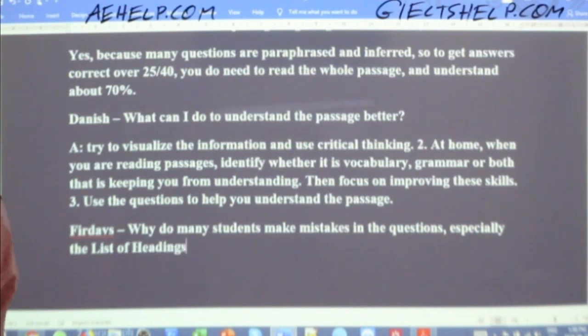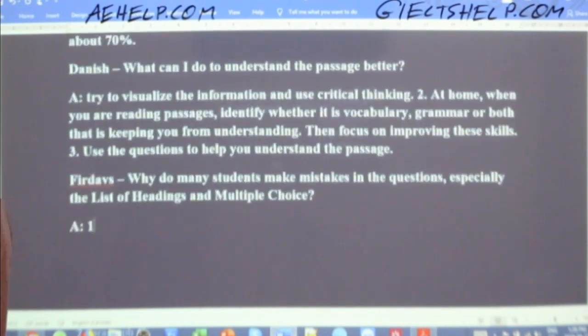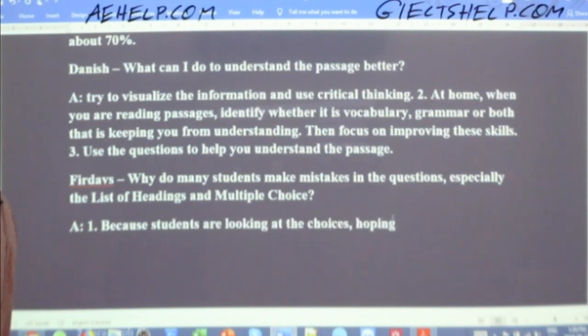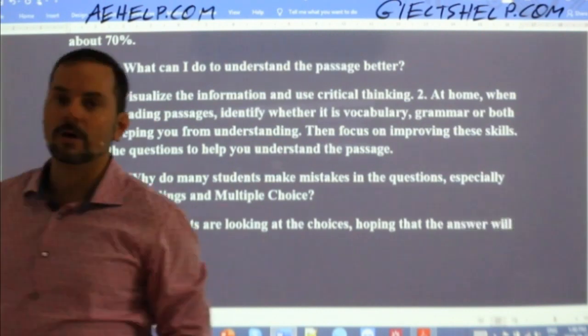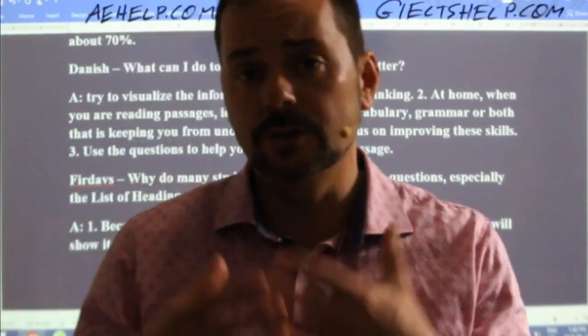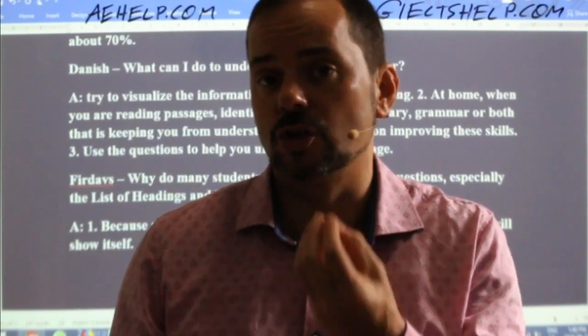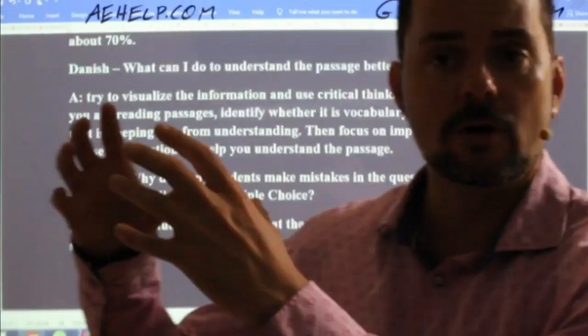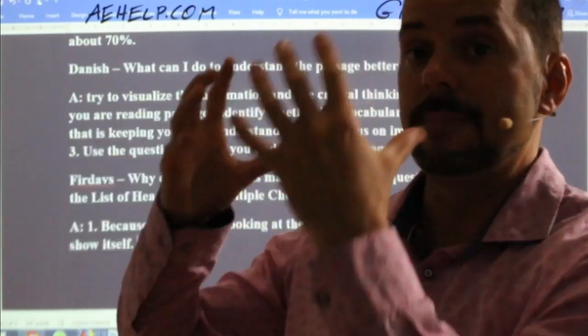And I'm going to add another one. I think Ferdovs, another one where a lot of students make mistakes is multiple choice. Okay, so that's a good question, Ferdovs. And here's your answer. So number 1, because students are looking at the choices, hoping that the answer will show itself. So this is what I mentioned for Dobbs, is that when students look at the list of headings in the reading, they look at the choices without even thinking about what the heading should be for that paragraph, and they're hoping that somehow magically the correct answer will just jump out at them and will be like, aha.